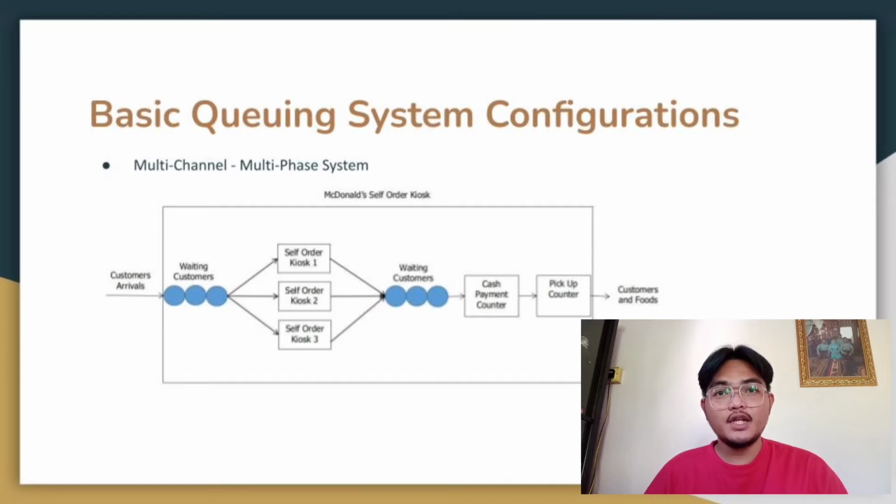There are 3 self-order kiosks here, and then the waiting customers again, and then the second station, the cash payment counter, and then the last station, the pickup counter, and then the customer can leave the system with their food. However, in this system, we only focus on the first station, which is the self-order kiosk.